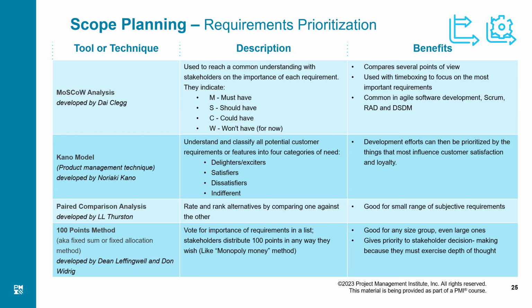Last but not least, although there are other methods, these are just four methods discussed here: the 100-point method. Interestingly, this was developed by Dean Leffingwell and Don Widrig, and this method allocates 100 points to every voter.